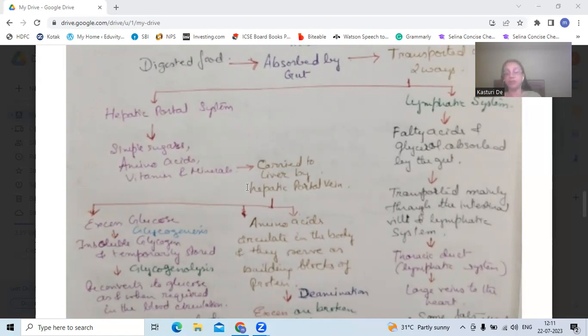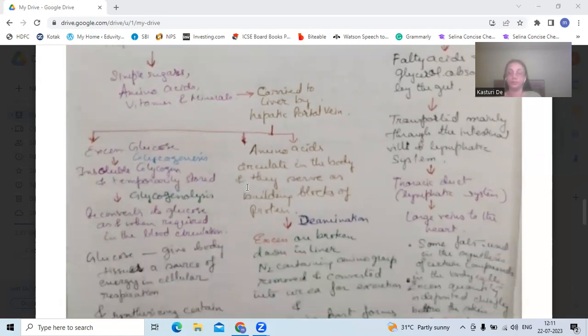Now let us see how the hepatic portal system takes this food. It is two different kinds of food that are taken by the hepatic portal vein. Mainly, vitamins and minerals are directly absorbed into the blood by the hepatic portal vein. But simple sugars and amino acids are more simplified and then absorbed. Now, excess glucose, what happens? Excess glucose undergoes glycogenesis. Glycogenesis is a process by which excess glucose is converted to insoluble glycogen and stored in the liver.